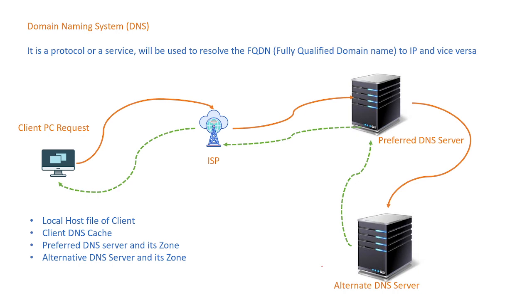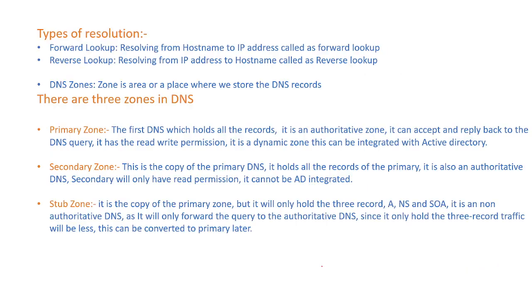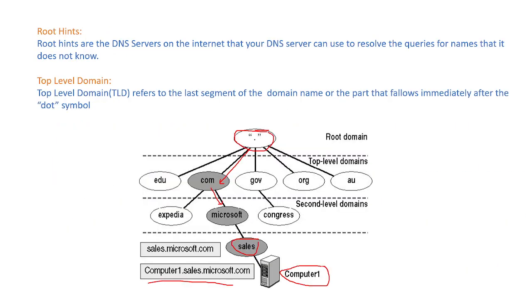Okay. The last one is the forwarder. The query will keep on being forwarded from preferred to alternate, alternate to some other alternate, and so on. Finally, it will forward to the forwarder, and the forwarder will have connectivity to the outside world, that is called the root domain. That is called dot. Dot means root domain.